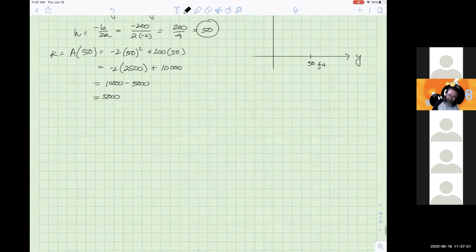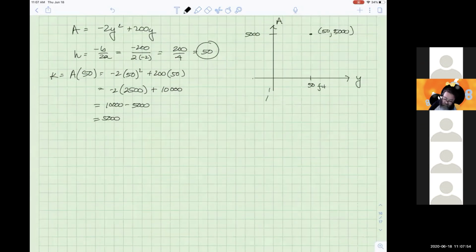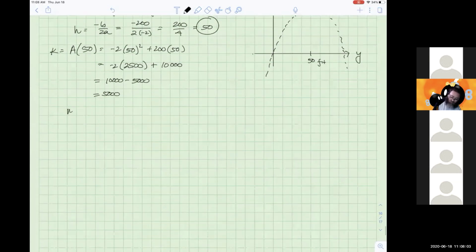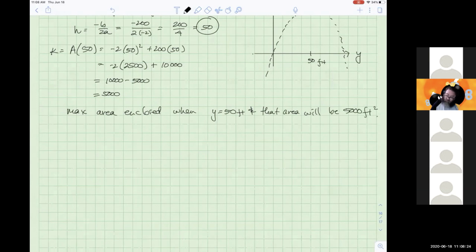And what that means is our graph of our parabola for our area of the enclosed fence, we will have a max area enclosed when Y is equal to 50 feet. And that area will be 5,000 square feet.